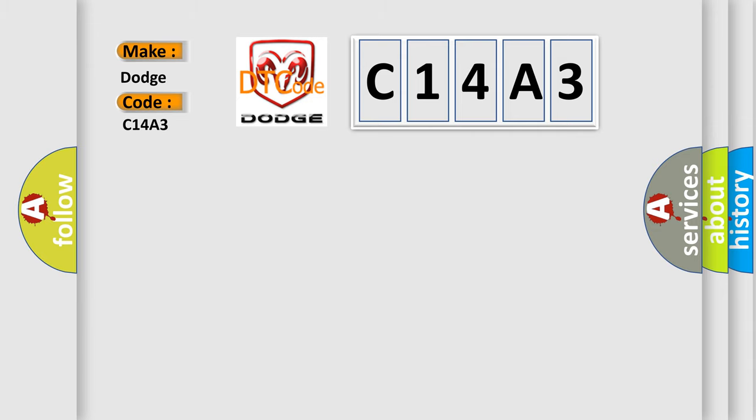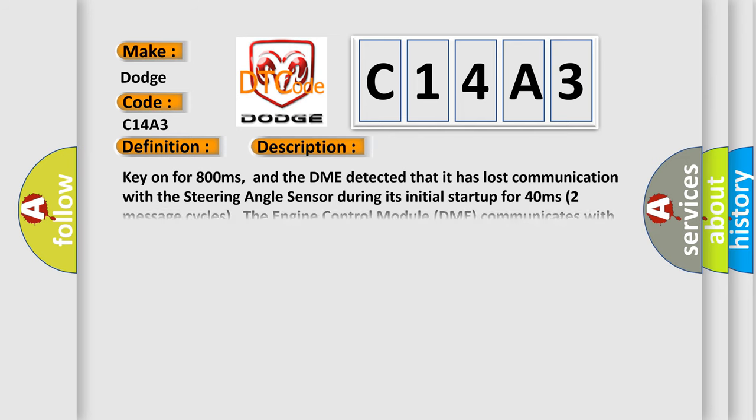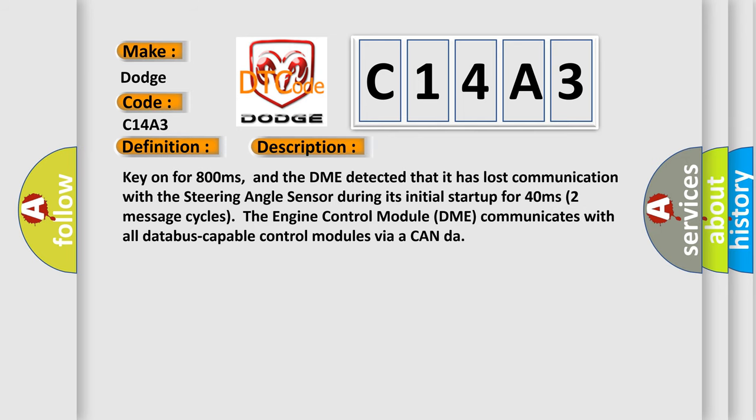The basic definition is lost communication with steering angle sensor module. And now this is a short description of this DTC code. Key on for 800 milliseconds, and the DME detected that it has lost communication with the steering angle sensor during its initial startup for 40 milliseconds, two message cycles. The engine control module DME communicates with all databus-capable control modules via a CAN bus.